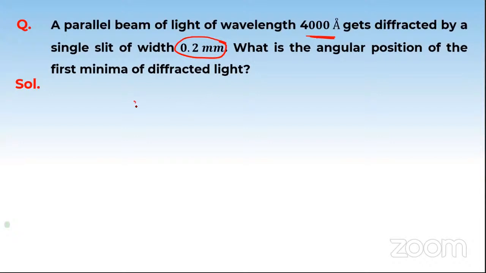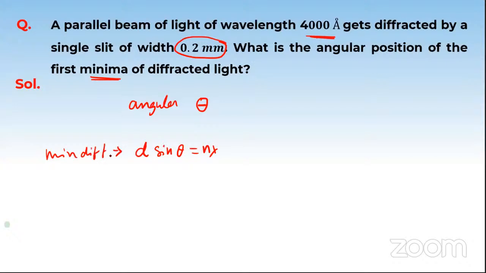They're asking me the angular position, or angular fringe width, which is theta. And they're asking for minima. So what is the condition for minima? The condition for minima is a sin theta equals n lambda. Remember, this is minima in case of diffraction, while maxima is in case of interference. They're asking for the first minima, so I put n equal to 1, sin theta equal to theta, and I'll bring a to the denominator.